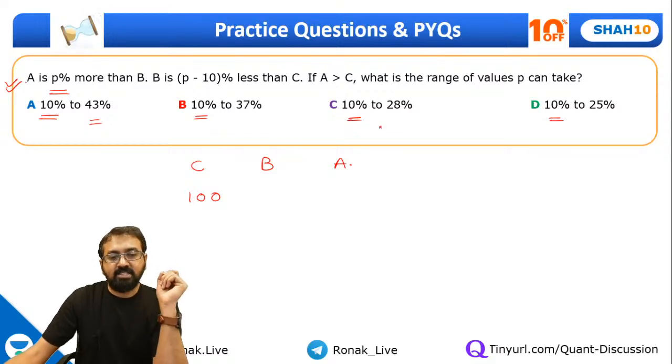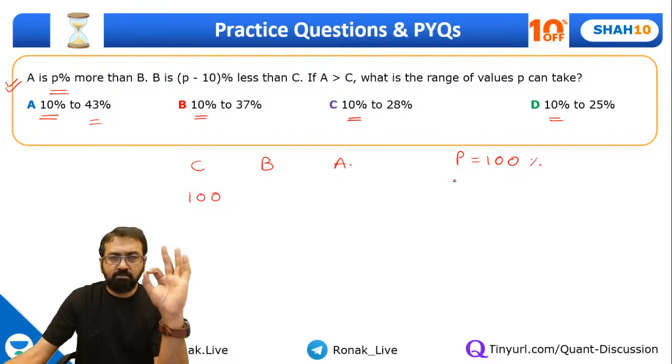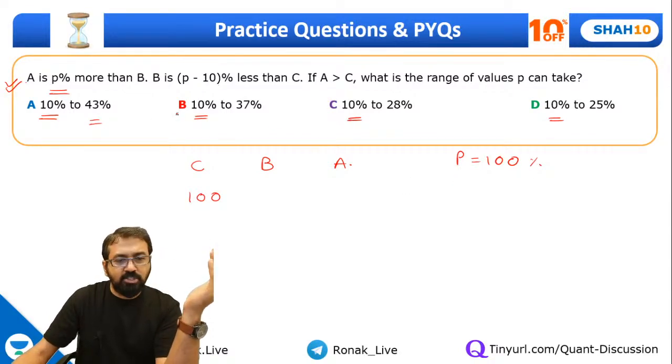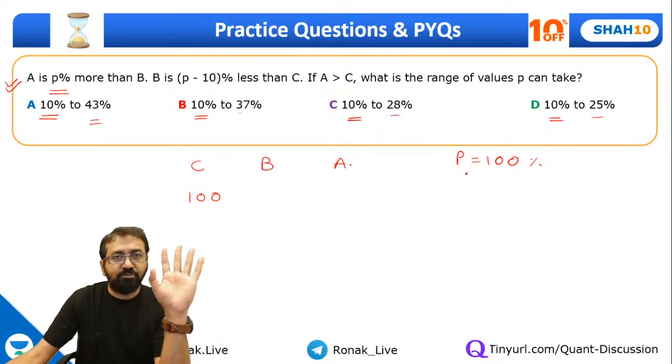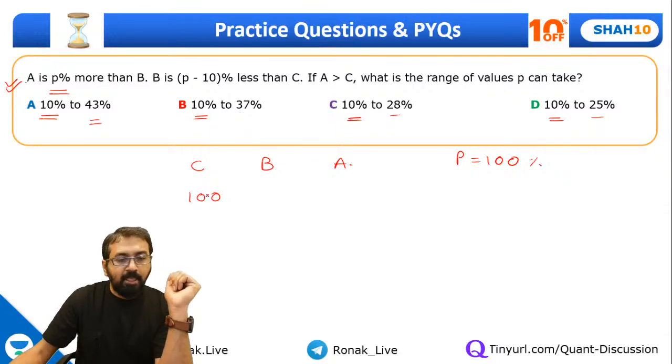Let's do one thing, guys. Let's take P is equal to 100. Everyone, let's take P as 100%. Let's start with this one because none of the options has the upper limit as 100. So we don't need to take 100. But let's see what happens if we take P as 100.